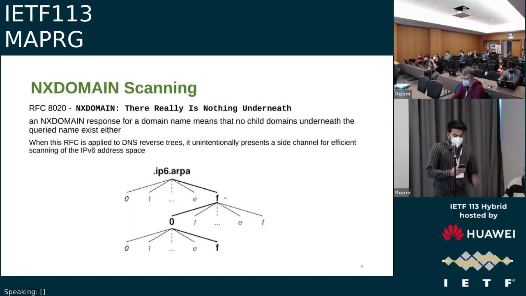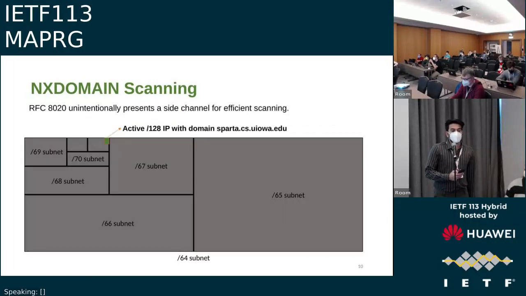Just to put this into perspective of a /64 subnet, so this is the subnet where a host resides in IPv6. Let's say I am a scanner and I want to find that little green dot that you see at the top, which is the whole 128-bit IPv6 address. Now I have two /65s, one on the right and one on the left. I know that my address resides in the /65 on the left.